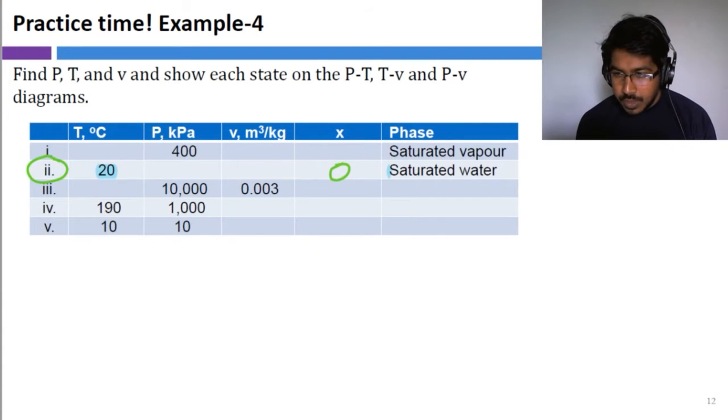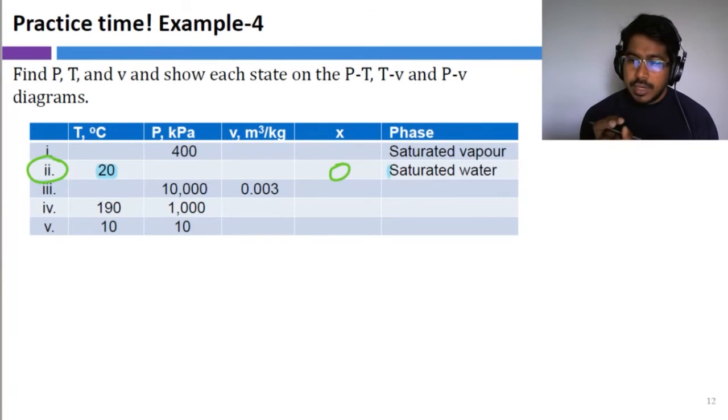Like we don't compare Vf against Vg, like we compare our specific volume, the V value, against Vf and Vg to see where it falls. Did I answer your question? That is one way of doing it.